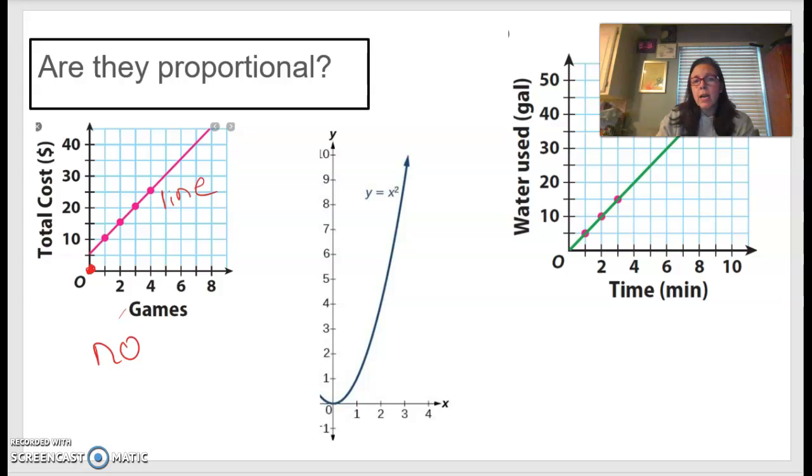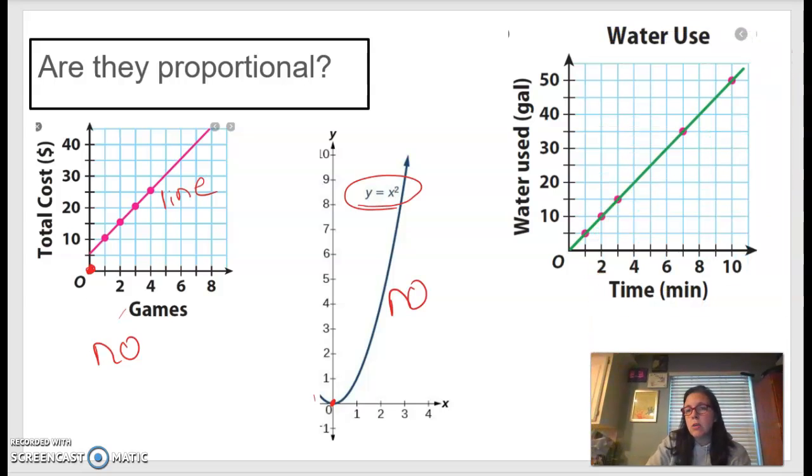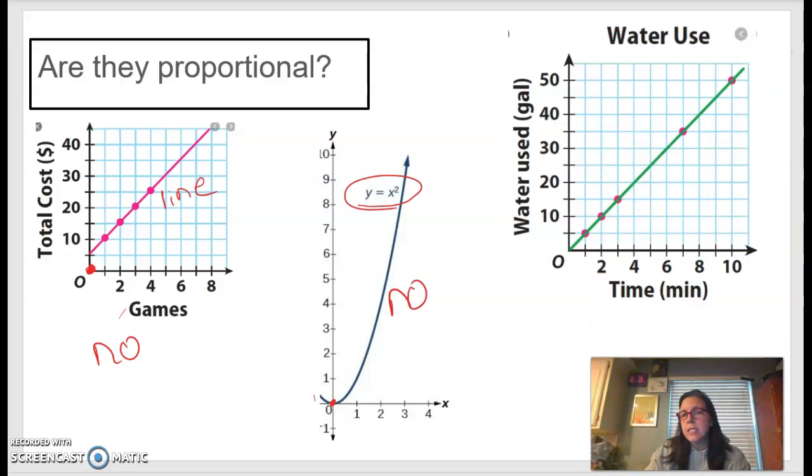Okay, this one right here crosses through the origin, but this is not linear. This is actually y equals x squared, which don't worry about it. I'm just letting you know. It's not linear. It's not a straight line. It doesn't have the same slope everywhere. So that's a no. Then we have this one, which, let me see if I can move me so you can see it. It is a linear line, straight line, and it crosses through 0. So this would be yes.